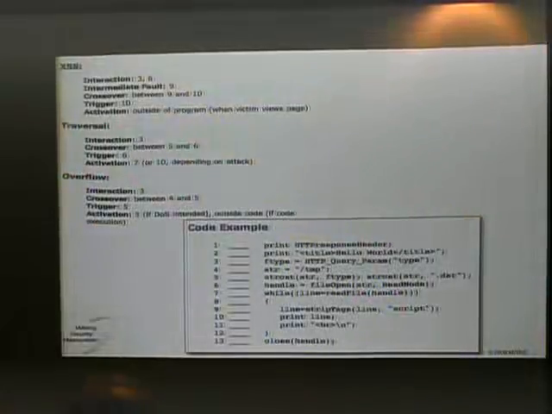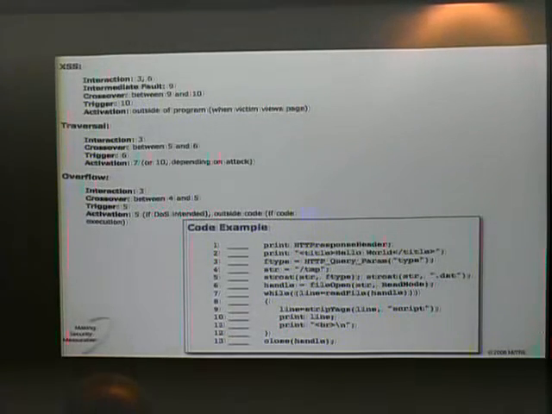Well, one of the ideas with these concepts is, for this code sample, cross-site scripting, well, there's an interaction point at line 3 and 6. For traversals, the interaction point is only line 3. For overflow, the interaction point is line 3 also. So now, with these succinct concepts, you can look at the code and see where those different issues are really at. And we found it's very useful in teaching people and getting discussion on what's going on.